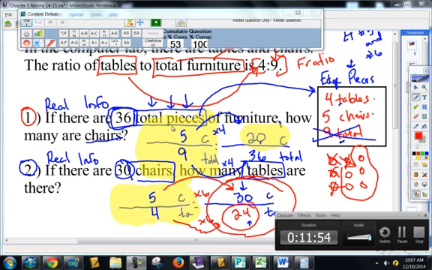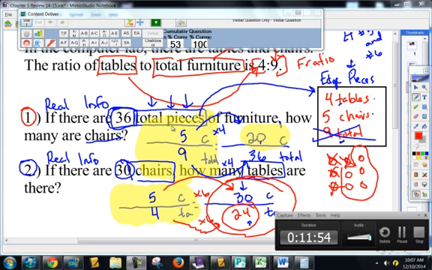By the way, one more thing here. This, guys, please hear this. Since it is a part-to-part, chairs to tables, can it also be written as tables to chairs? Absolutely, it does not matter. The only time that the order matters is when you're putting a total into your proportion. The total always goes on the bottom in the second term. Everybody got that? Yes, sir.